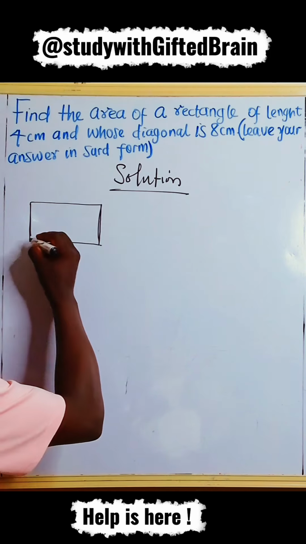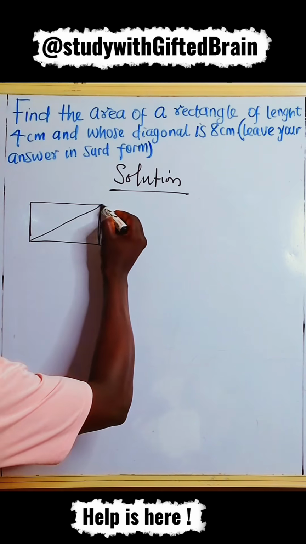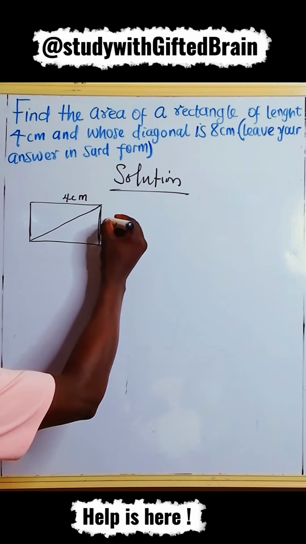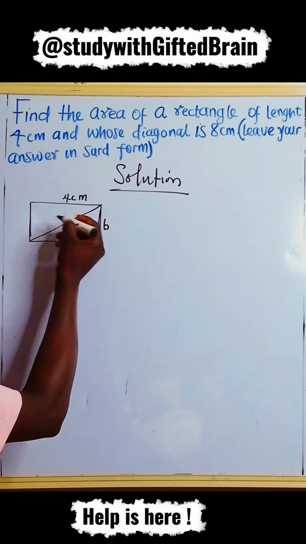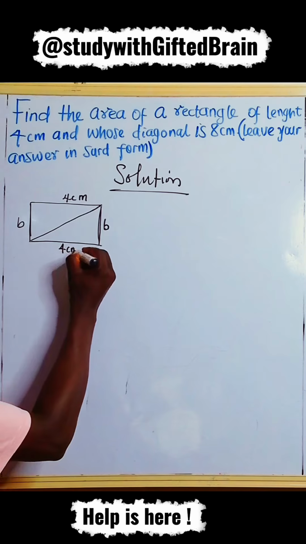The diagonal of the rectangle is the line that bisects the rectangle into two equal parts. It comes from one angle to the other angle. This is the diagonal. You understand now? So we are told that the length is 4 cm. We don't know the breadth. It's not known. Don't forget that the opposite sides of a rectangle are equal. So here too is the breadth, and here is also 4 cm.